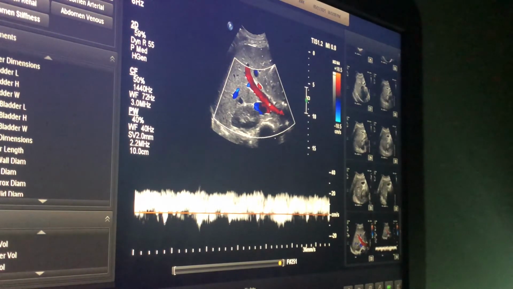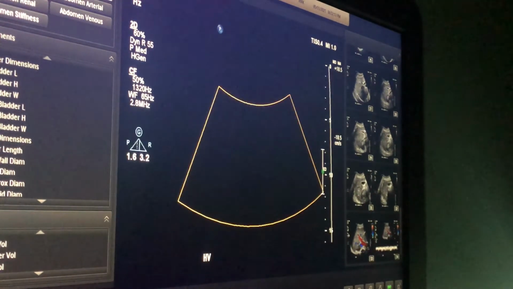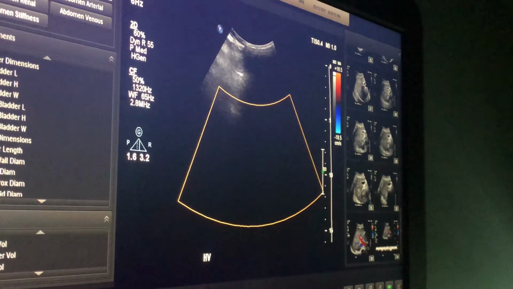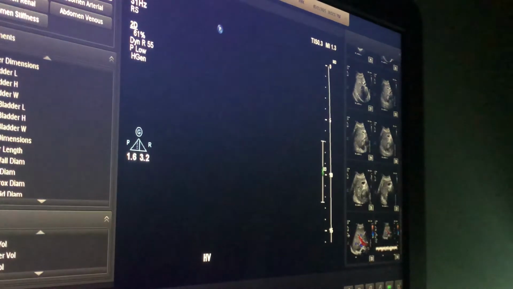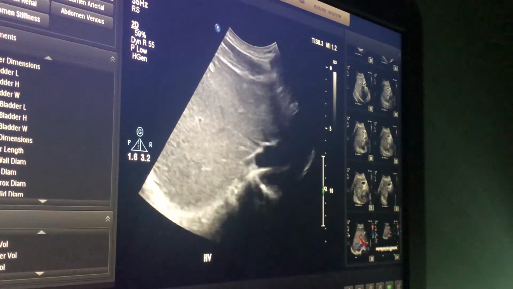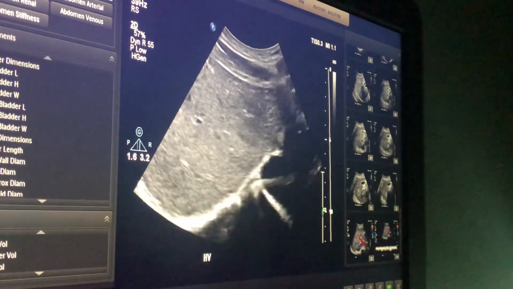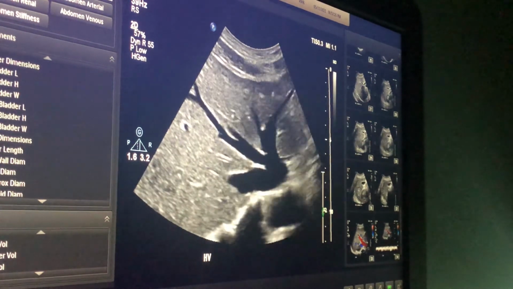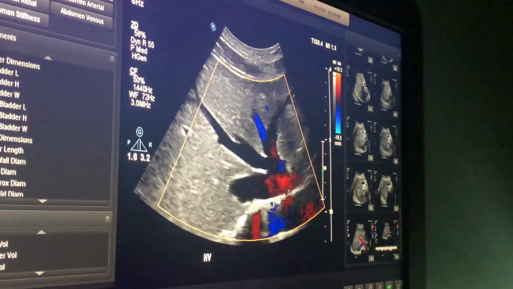Next, I'm going to look at the hepatic veins. I know from my sweep they looked really good from midline. So I'm going to start there. Deep breath in and hold when you're ready. I see it really nicely in grayscale, turning on my color.